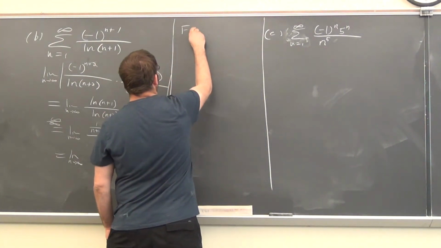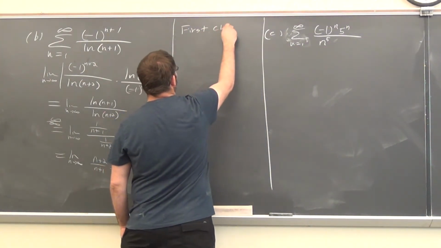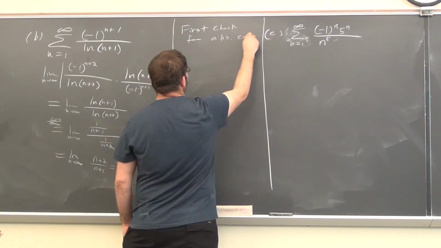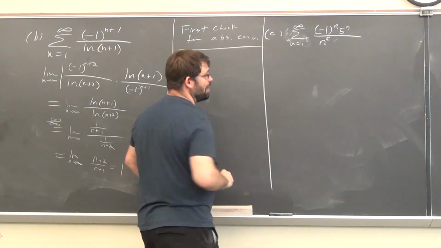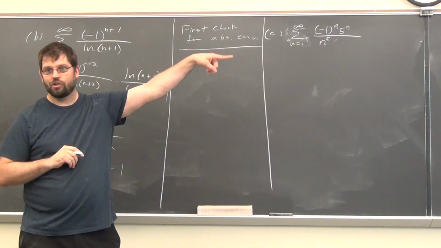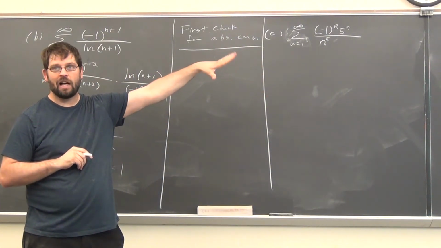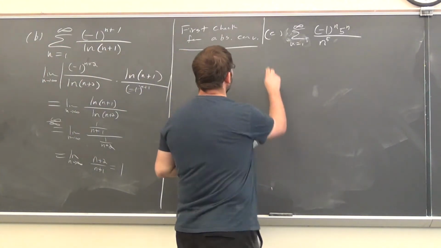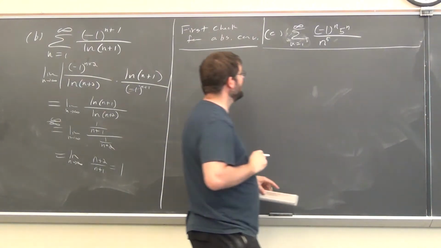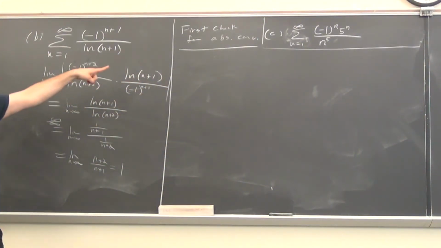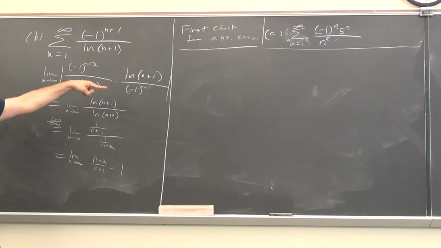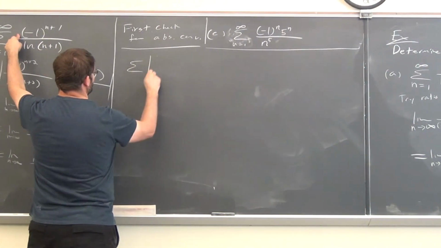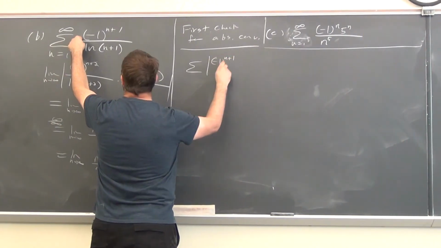So we first check for absolute convergence. And again, on the previous example, there was no difference between convergence and absolute convergence because our series was positive. I'm going to need more space here, so I'm going to box that in for now. We'll come back to that. So we first check for absolute convergence. So we're going to look at this series with absolute values around it.